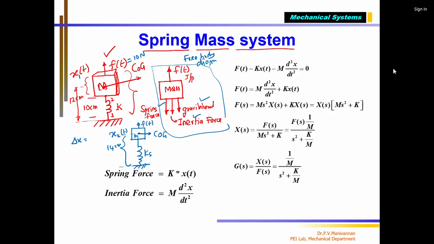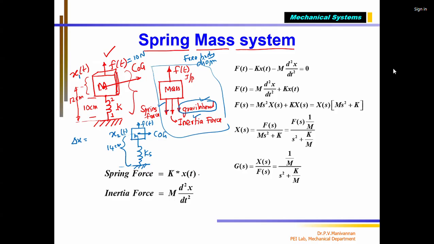Now we need to model this. Gravitational force is always acting on the spring, and that force we can ignore, whether it is stationary or moving up when you apply the force. So we can ignore this force. There are two forces which actually oppose the upward movement of the mass element from the original position of 10 centimeter to the new position, which is 14 centimeter.